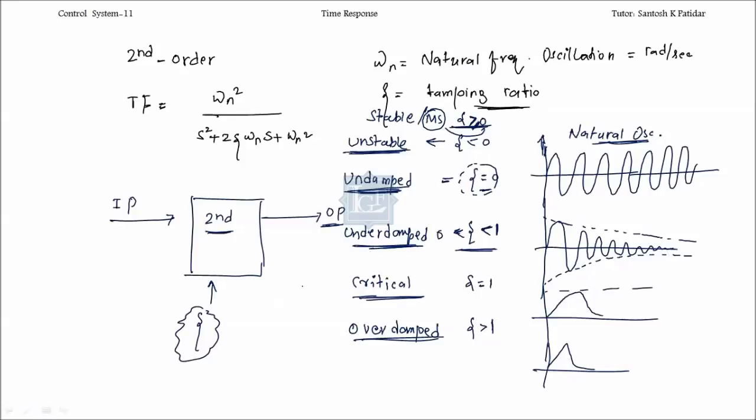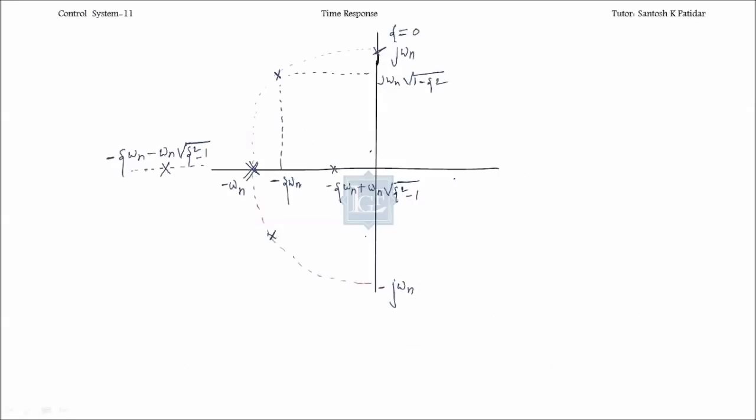So we have seen these 4 conditions. Now let me come to the figure over here. This is the case when zeta was exactly equal to 0. We got the poles, if you remember, plus minus j omega n, we solved the equation in the last video lecture. So here we are getting the oscillation when zeta is equal to 0.